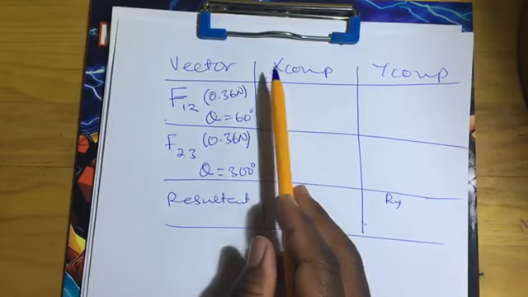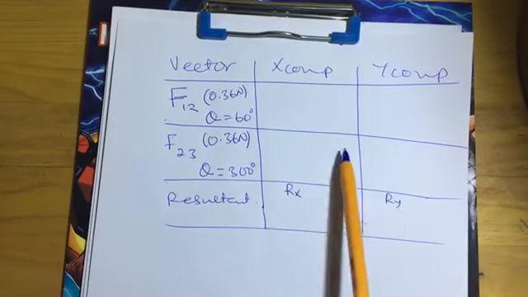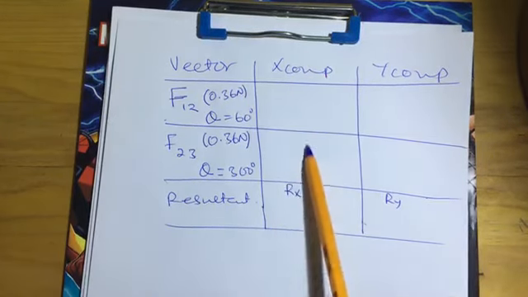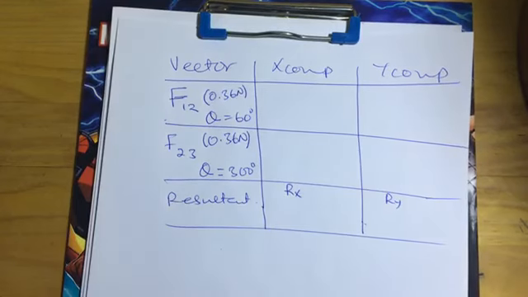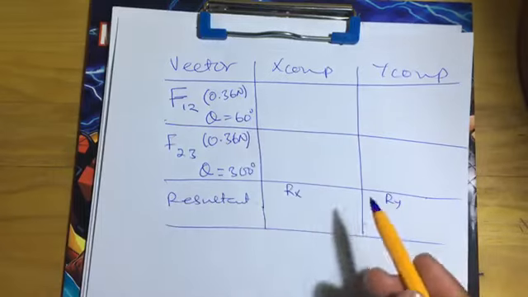So x components, all x components. Now I'm going to ask this question: do x components have cos or do they have sine? What do the x components have, cos or sine? Okay, so all the x components are going to have cos.